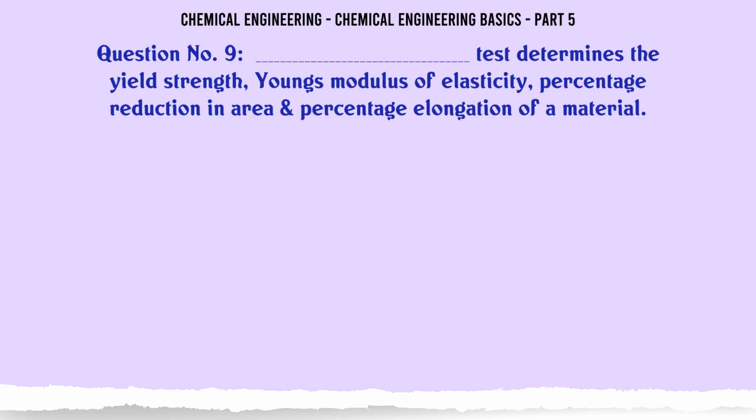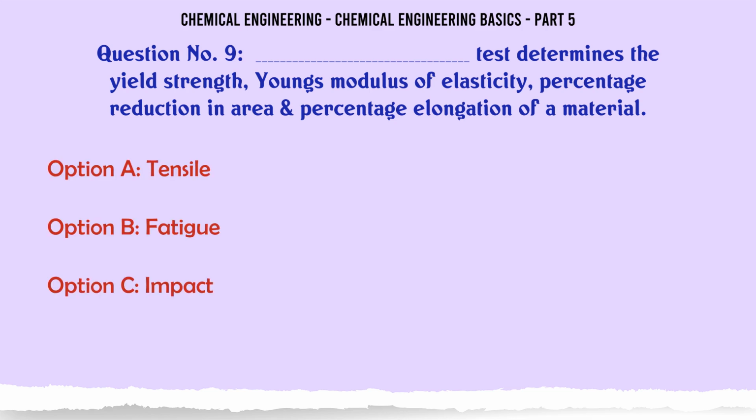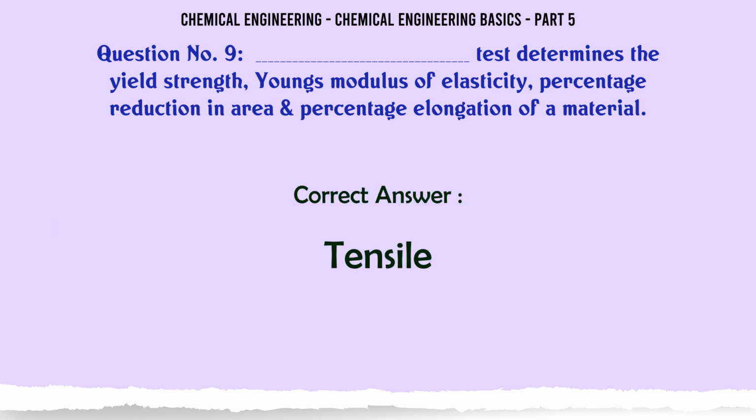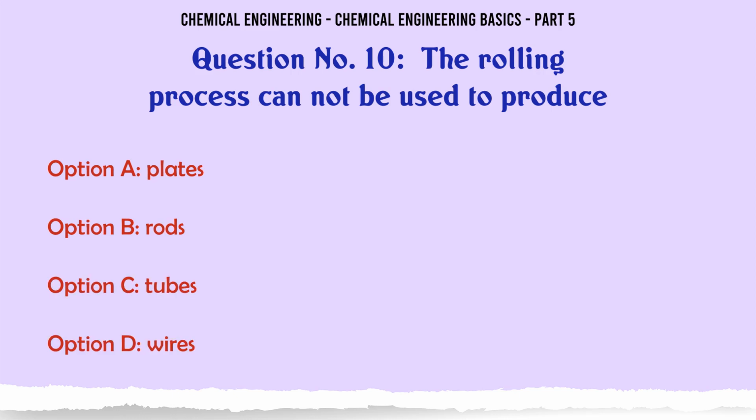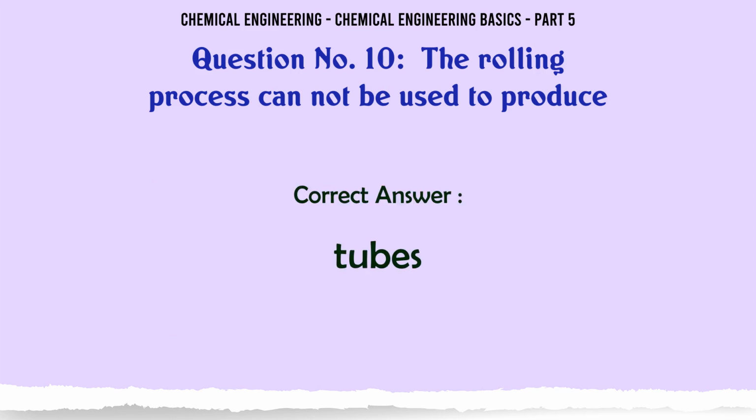Blank test determines the yield strength, Young's modulus of elasticity, percentage reduction in area, and percentage elongation of a material. A. tensile. B. fatigue. C. impact. D. none of these. The correct answer is tensile. The rolling process cannot be used to produce A. plates. B. rods. C. tubes. D. wires. The correct answer is tubes.